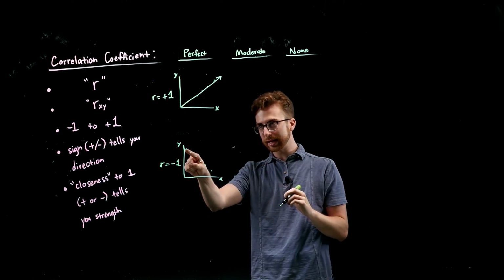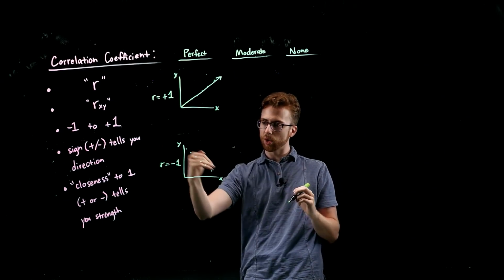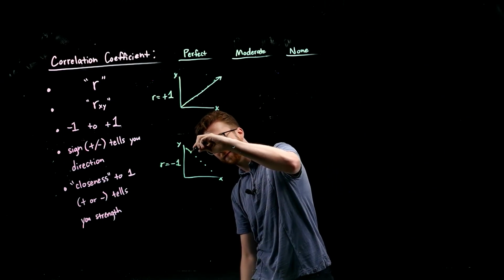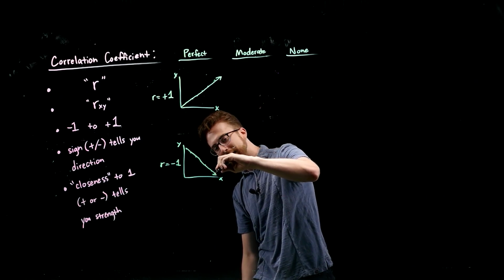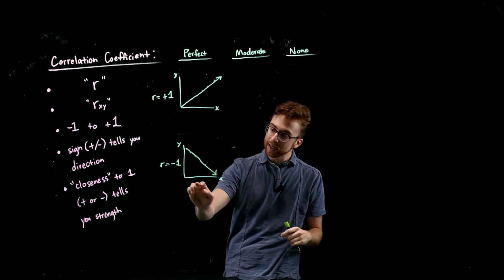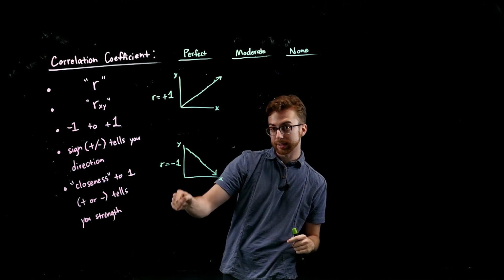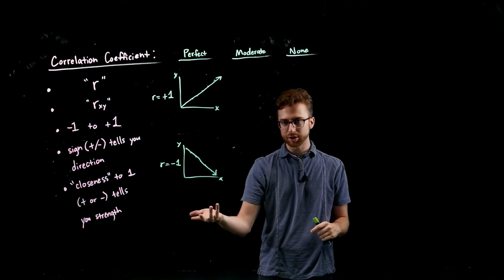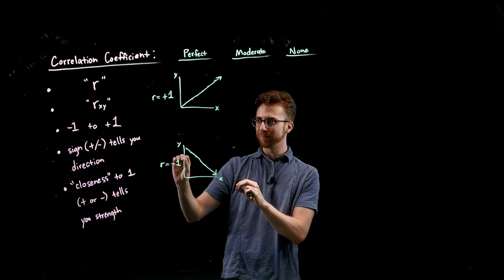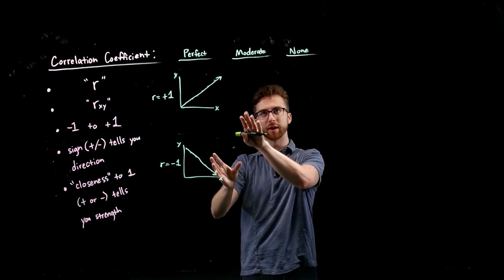Because you can see that it's the same situation right here, except it's going downward, right? So it's still perfectly fitted to the line, except as x increases, y actually decreases. So that just means it's a negative relationship, so you can kind of see the lessons we learned from over here correlate directly over here.